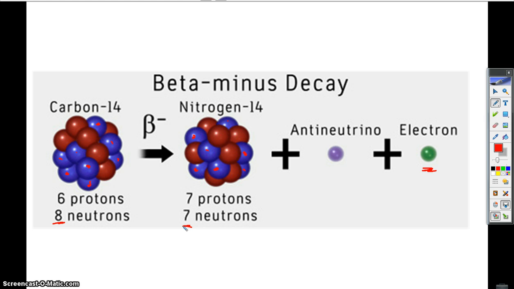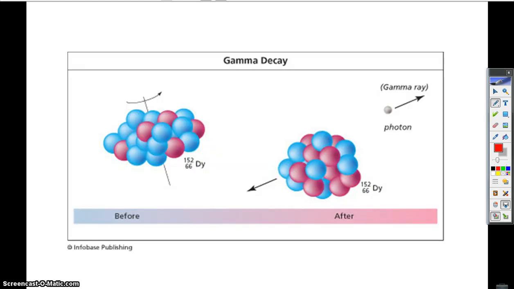And finally, gamma decay is basically when an excited photon is given off. It doesn't change the element, it doesn't change the atomic number, it doesn't change the atomic mass, but the radiation given off in this case is a photon.